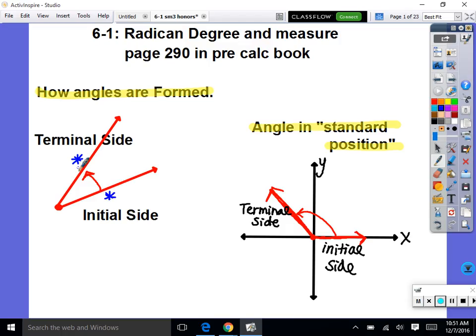Math isn't easy. So, angle in standard position. Here's just a random angle. Here's an angle in standard position. It's just on an XY chart. That's the only difference. So we have our initial side and we open up an angle. There's our terminal side. So it's just an angle but put in standard position on an XY chart. We have those vocabulary words kind of down.